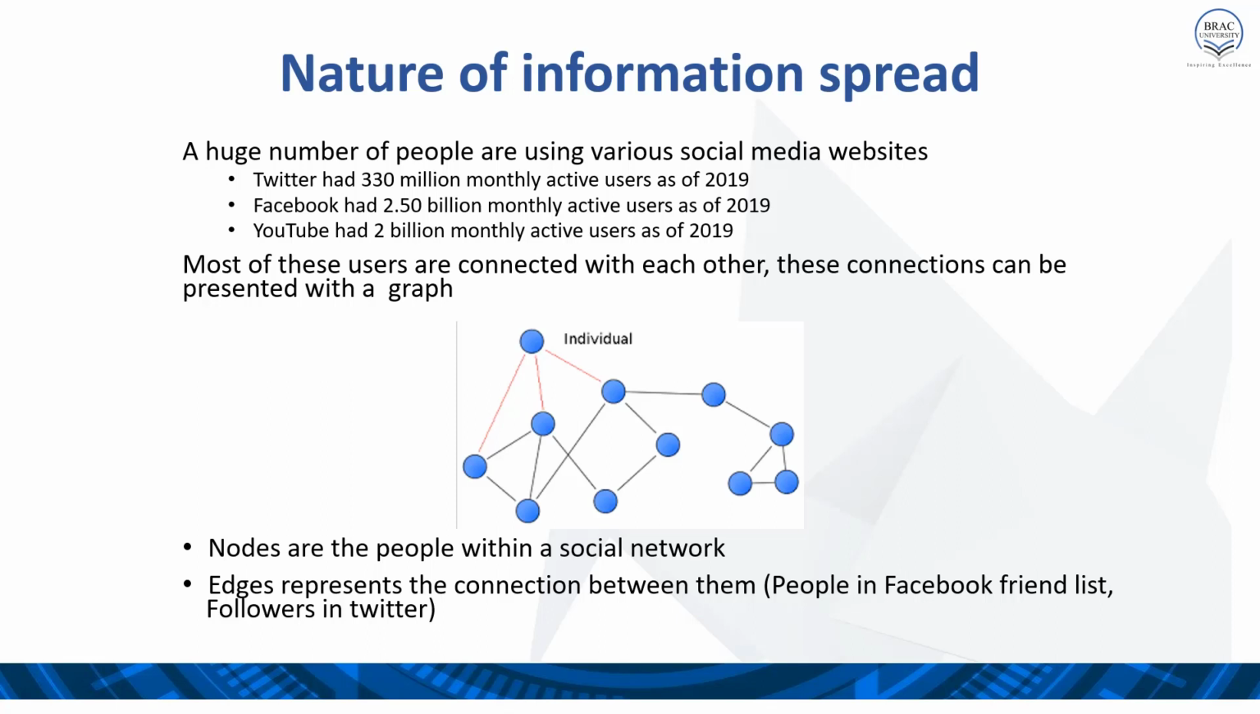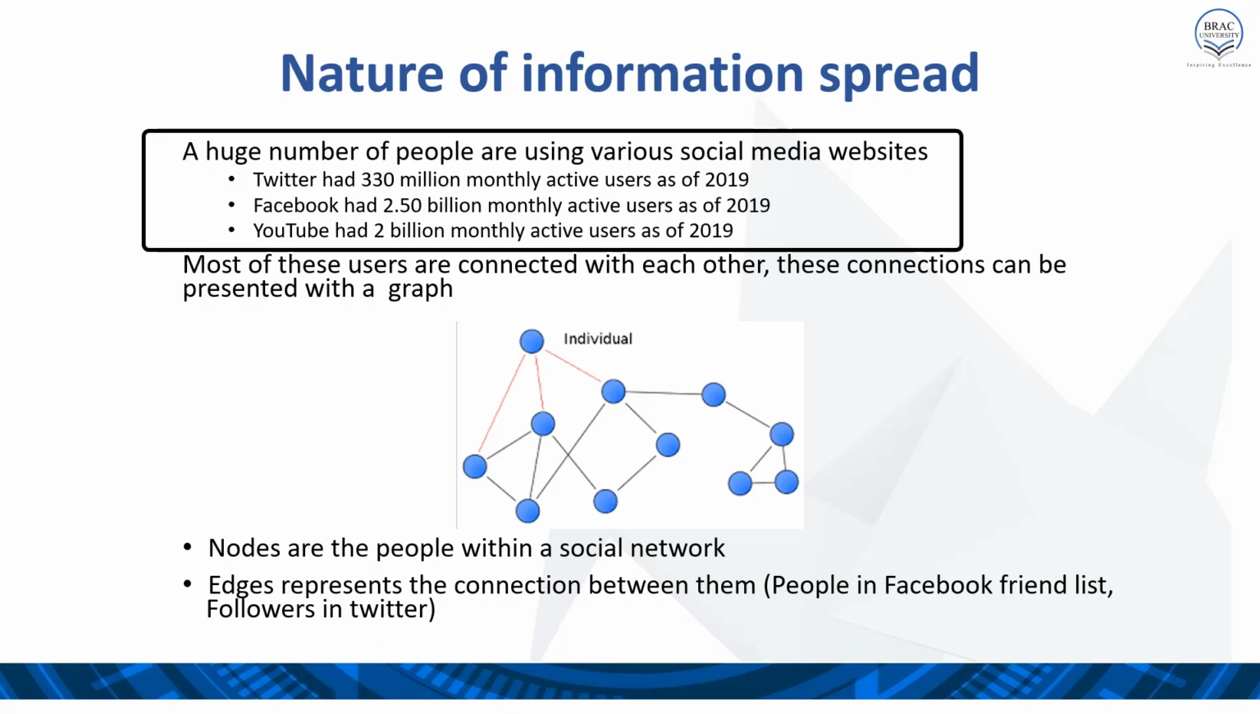Dear viewers, in this lecture, we will see how information propagates and how we can represent them graphically. In this world, there are many people who are using various social media networks. For example, Twitter had 330 million monthly active users as of 2019, Facebook had 2.50 billion monthly active users as of 2019, and YouTube had around 2 billion monthly active users as of 2019.